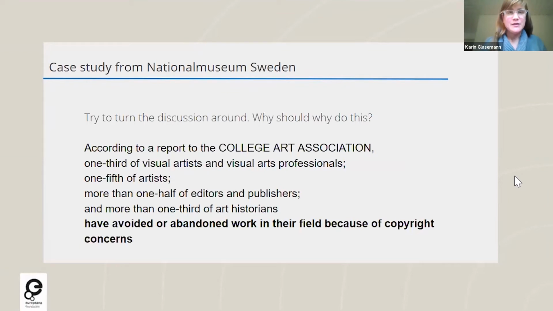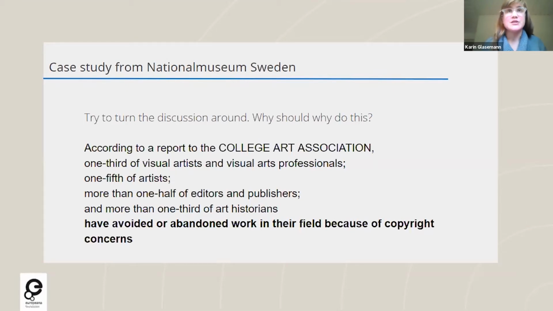Then there might be an argument that you're not only concerned about the public use, but that you are a research institution. And there, I think the arguments of open access become even more important, because as you can see here, according to a report of the College Art Association, 1/3 of visual artists, 1/5 of artists, more than half of editors, and more than 1/3 of art historians have avoided or abandoned work in their field because of copyright concerns.